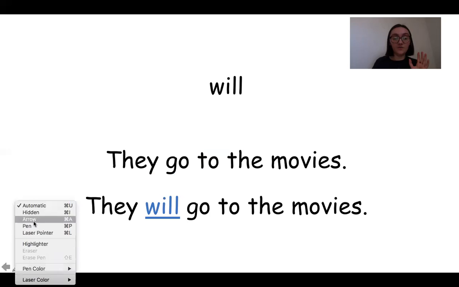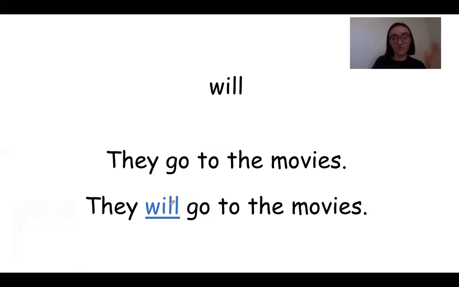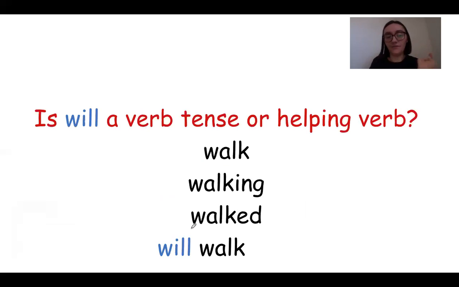That's it. All we had to do was add will, and bam, it's a completely different meaning almost. They will go. So it's talking about the future. Now you're probably thinking, Allison, is will a verb tense or a helping verb? Because you taught us earlier that will is used for the future tense. But now you're saying it's a helping verb, a modal verb?